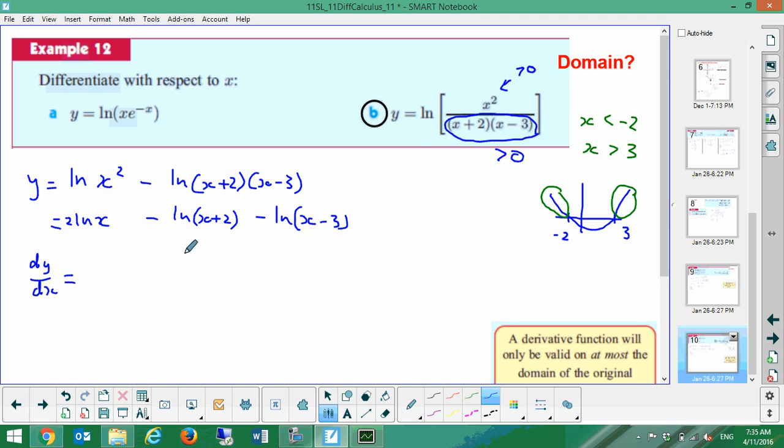So now we can differentiate. The differential of ln of x is 1 over x, so we're going to have 2 over x, because of that coefficient 2, minus 1 over (x plus 2) times the differential of inside, and that's 1, because the coefficient of x is 1, minus 1 over (x minus 3) times 1 again, because of the coefficient. So much simpler. If we want to put that as one term, then that's a bit of fun with your algebra.